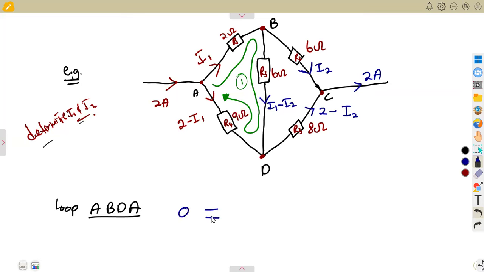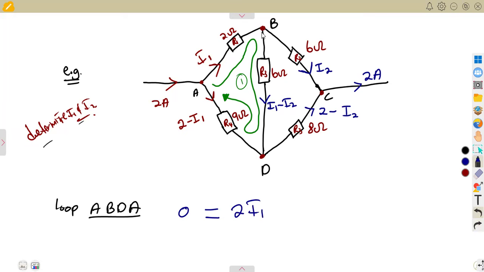So the sum of the voltage drops, let's consider how we are taking the loop: A, B, D to A. From A to B, there's a current and a resistance, so you can have a voltage drop here. But is the current flowing in the same way that we took the loop? Yes, it is maintaining. This is the way our loop is taken. So it's a positive voltage drop, and it's going to be 2I1.